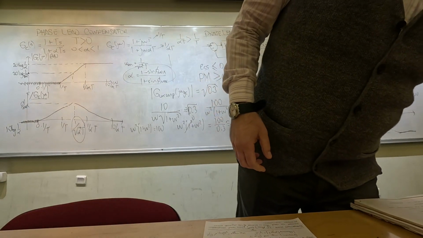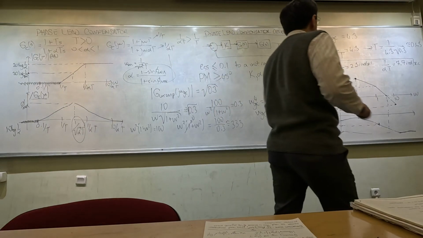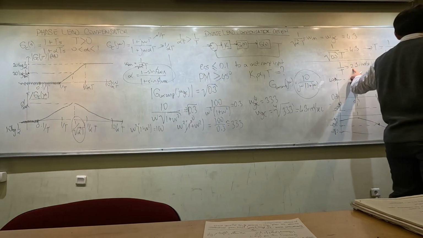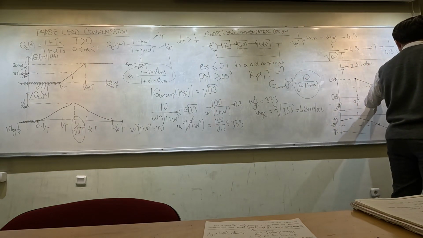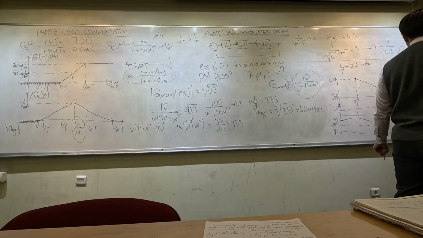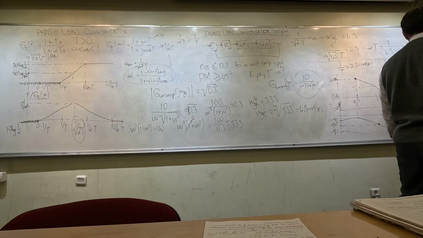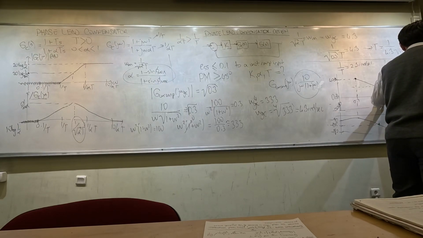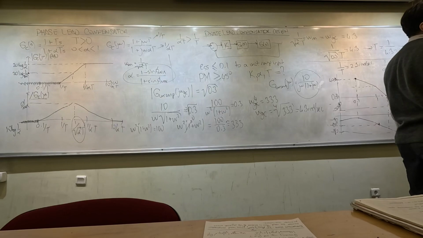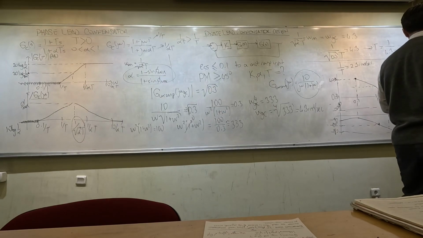So here, that actually means that my corner frequency for the new system is going to be somewhere here, and the other corner frequency is going to be here. And here, around at value 4, is going to be my new gain crossover frequency.